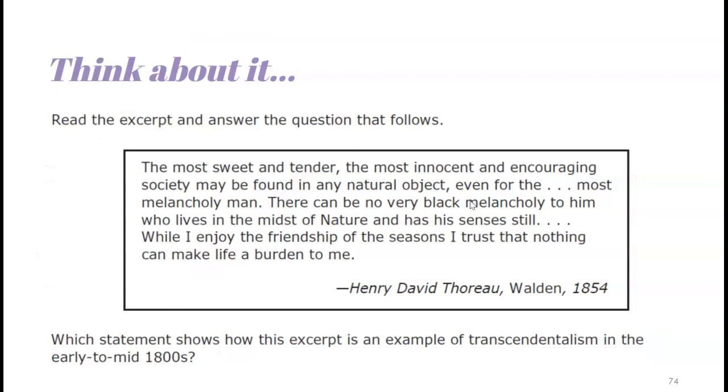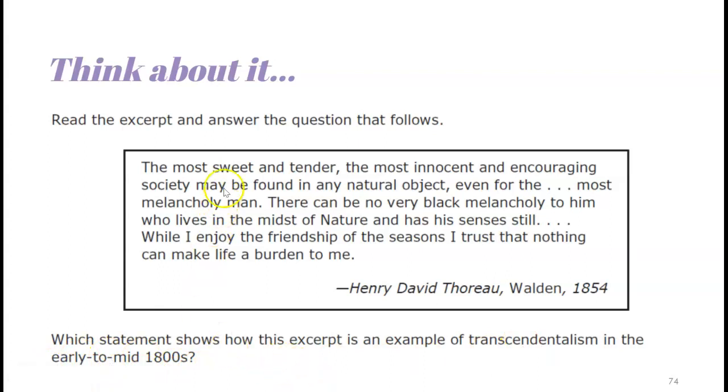All right, think about it. Read the excerpt and answer the question that follows. The most sweet and tender, the most innocent and encouraging society may be found in any natural object, even for the most melancholy man. But there can be no very black melancholy to him who lives in the midst of nature and has his senses still. While I enjoy the friendship of the seasons, I trust that nothing can make life a burden to me. Henry David Thoreau, Walden, 1854.